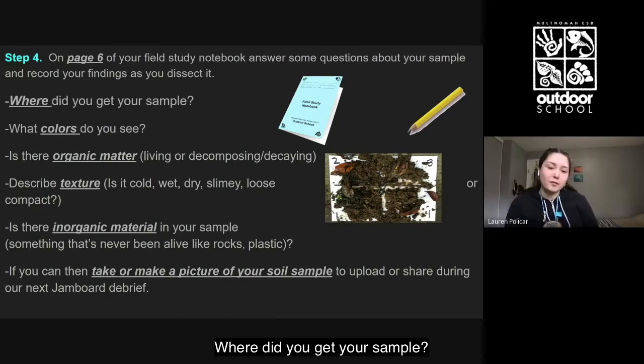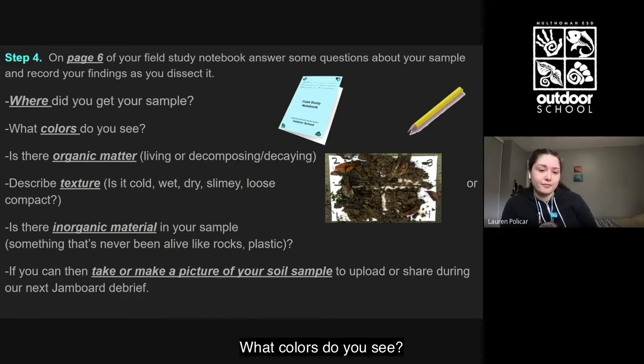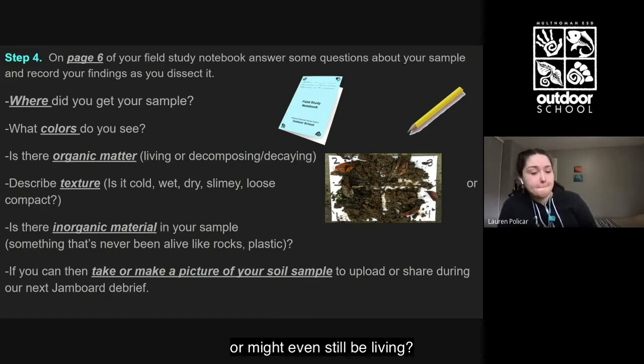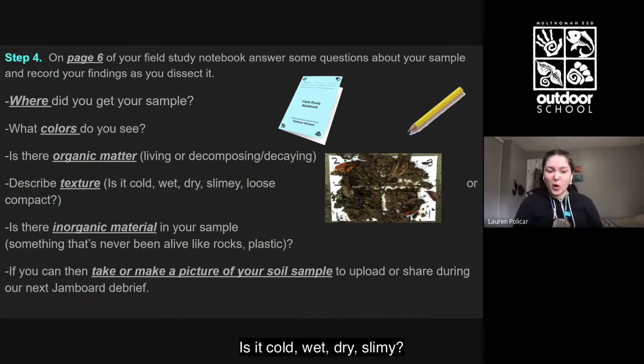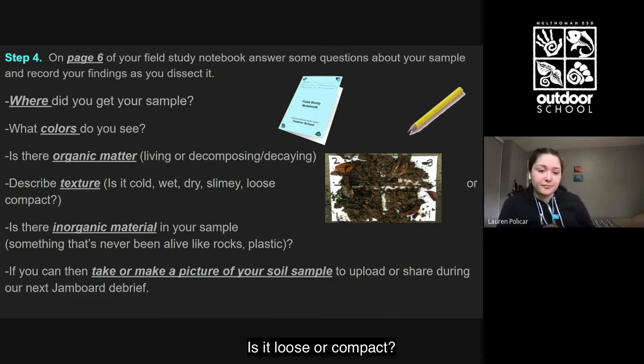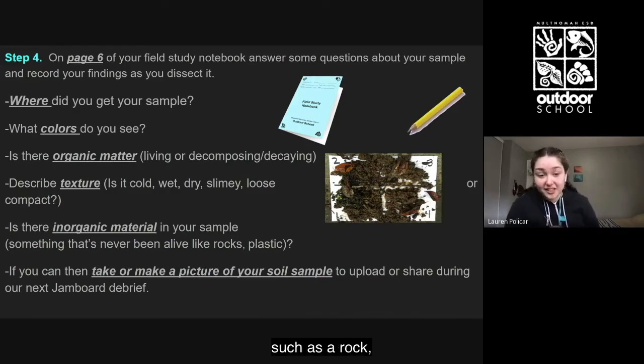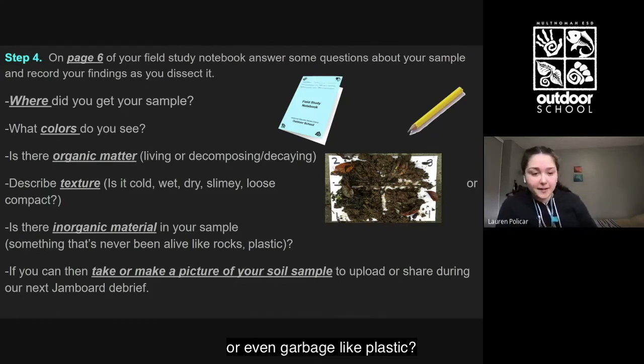Where did you get your sample? What colors do you see? Is there organic matter, anything that was living or might even still be living? Describe the texture. Is it cold, wet, dry, slimy? Is it loose or compact? Is there anything inorganic in your sample? Something that has never been alive, such as a rock, or even garbage like plastic?